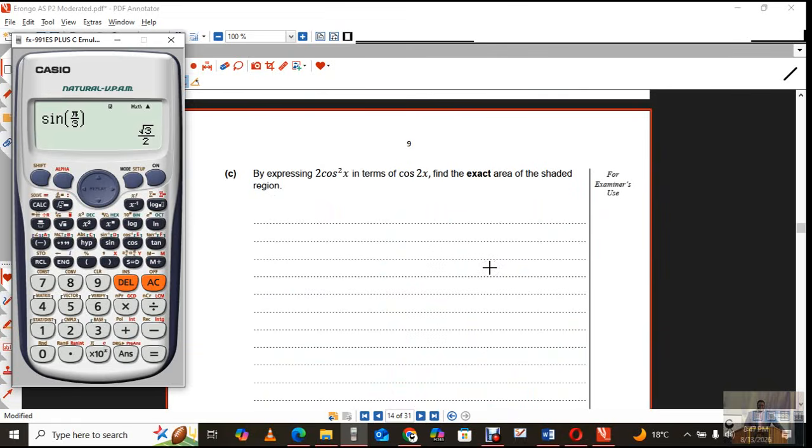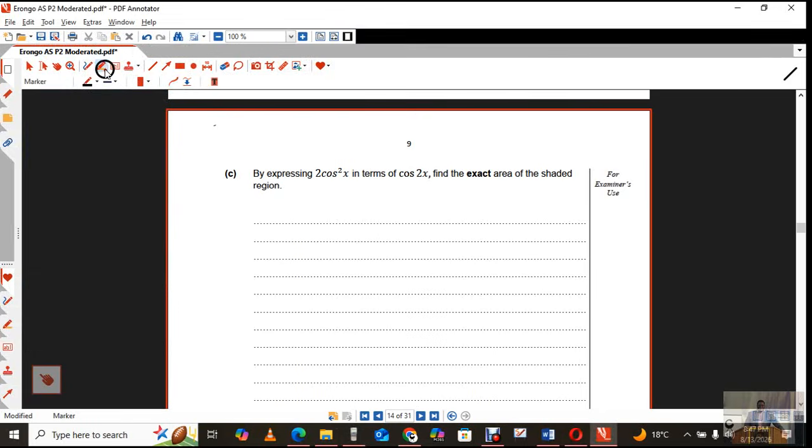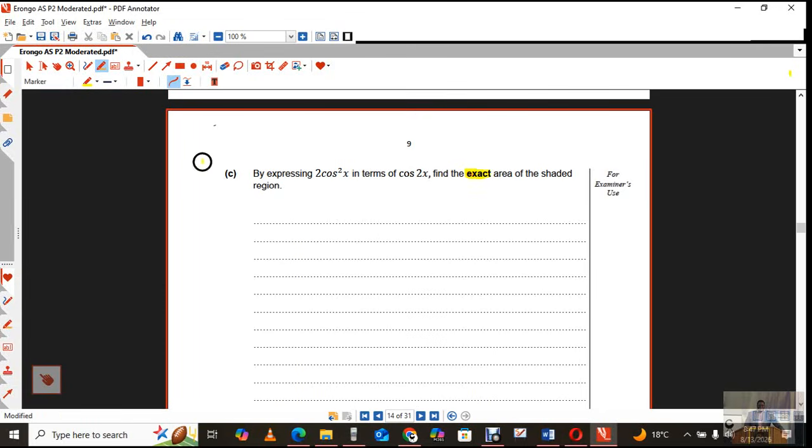Now, part C of the question says, by expressing 2 cos squared in terms of double angle cos 2x, find the exact area. You see in this question, we deliberately decided to keep on finding exact answers, to drill it into us for us to understand something. Okay, let me just write down what the function was. It was y equals 2 cos squared x plus 5 cos x minus 3. This is the part they are saying we should write in terms of a double angle.